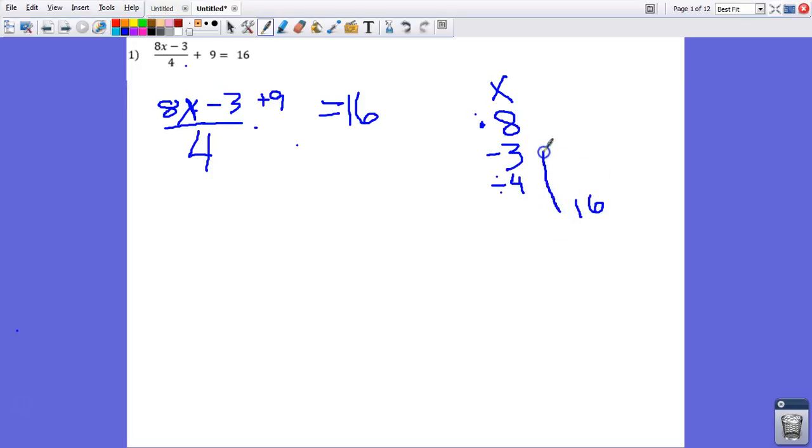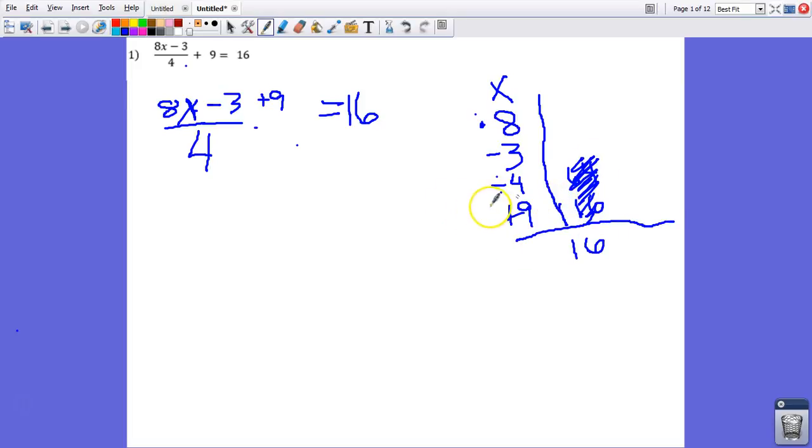And then we go backwards and we do all of the opposite. So instead of dividing by 4, we multiply by 4. So 16 times 4 is 64. And then instead of subtracting 3, I forgot my 9, you guys. But you get what I'm doing. Let's see, it was plus 9. So we take 16 and subtract 9 first of all.